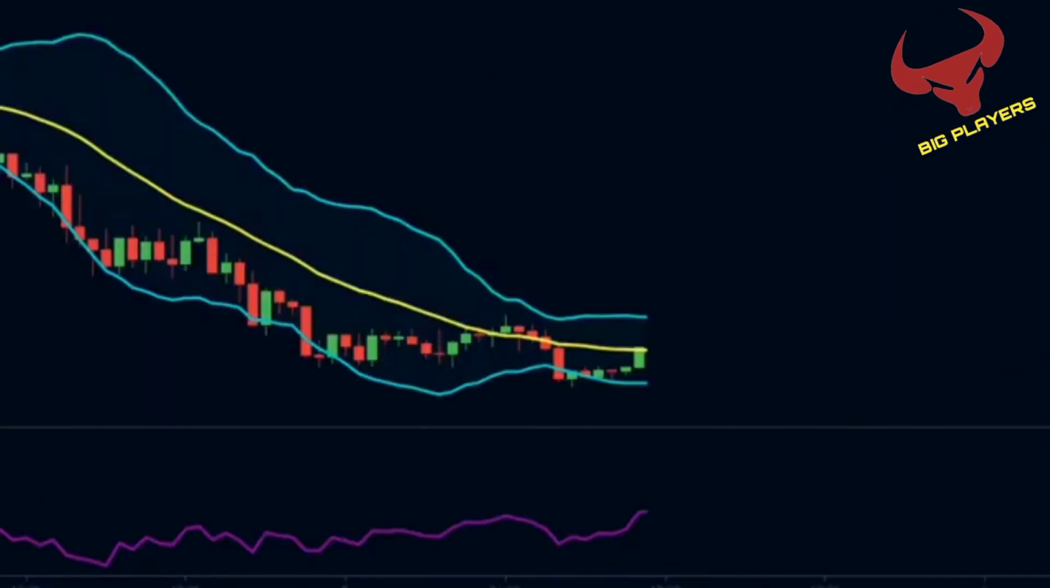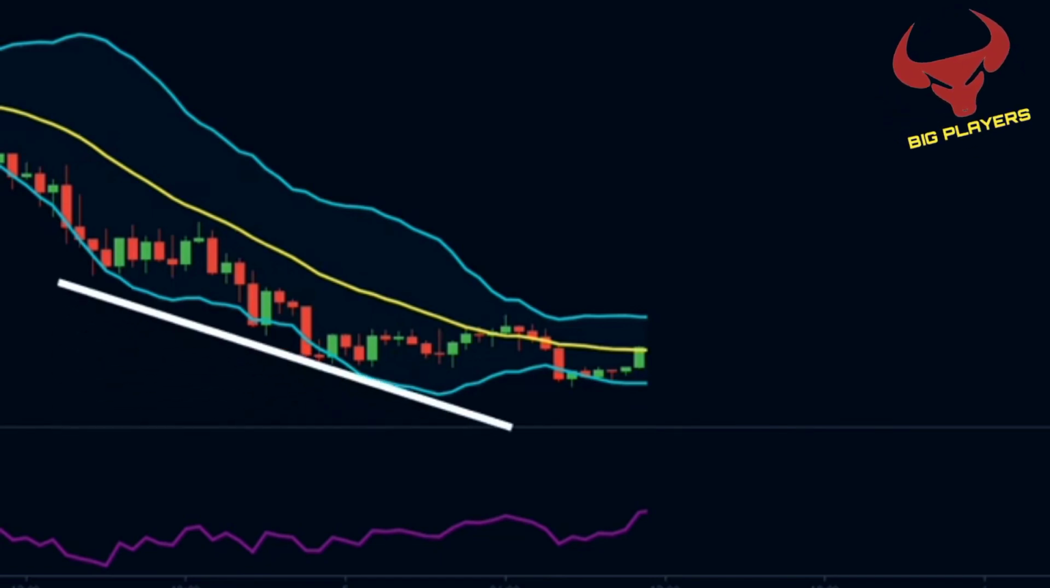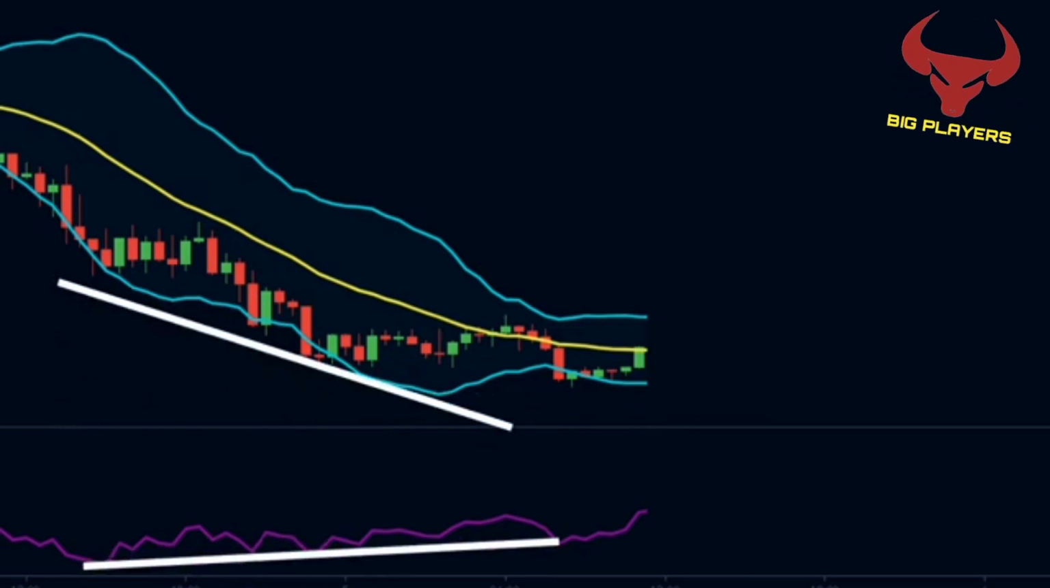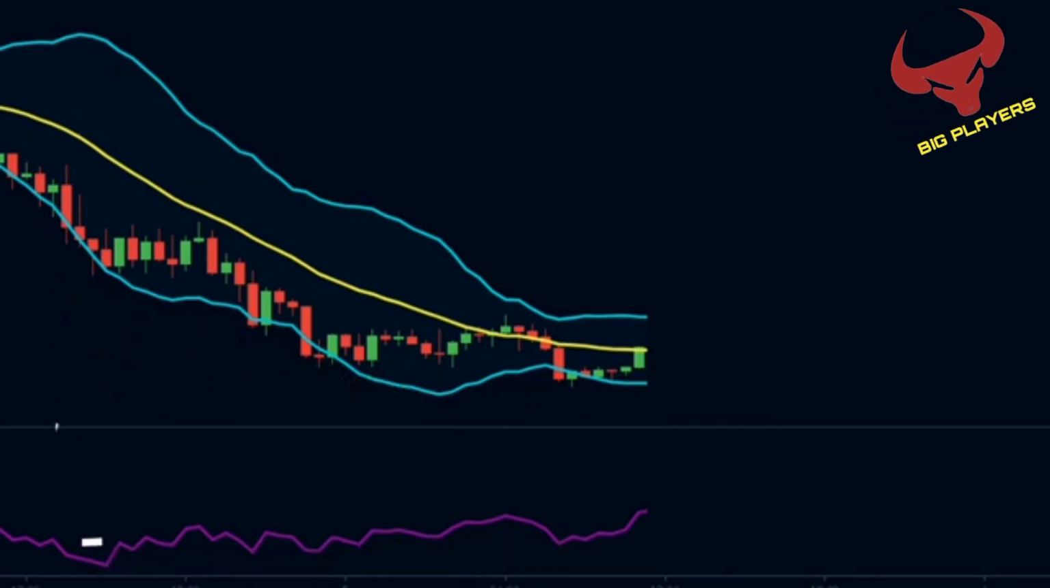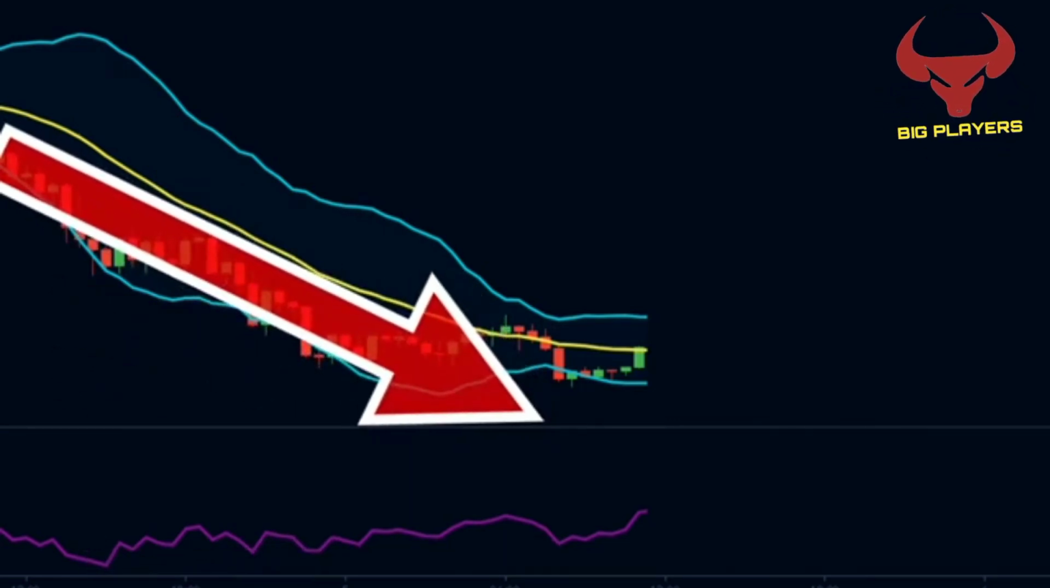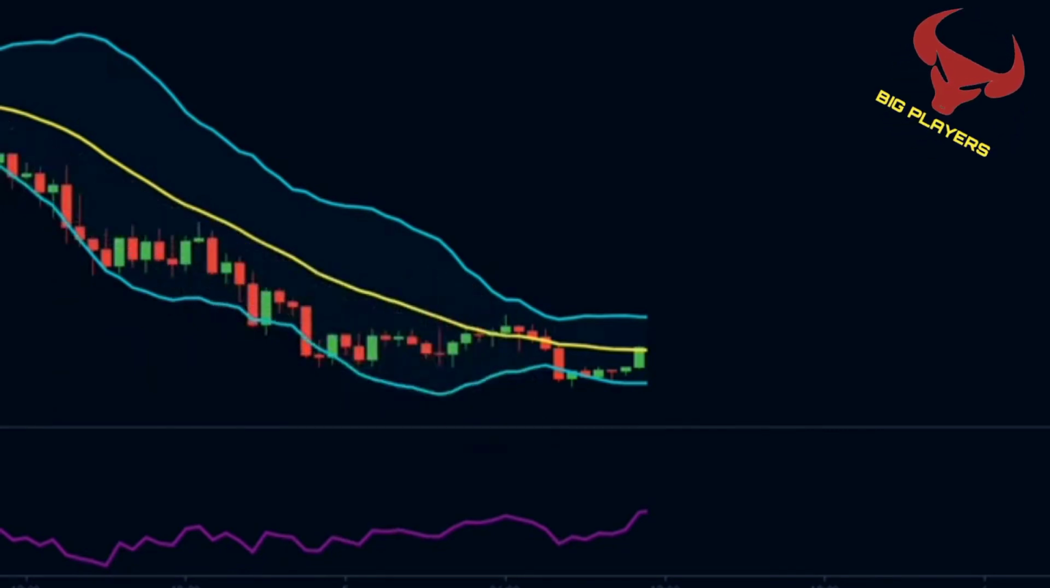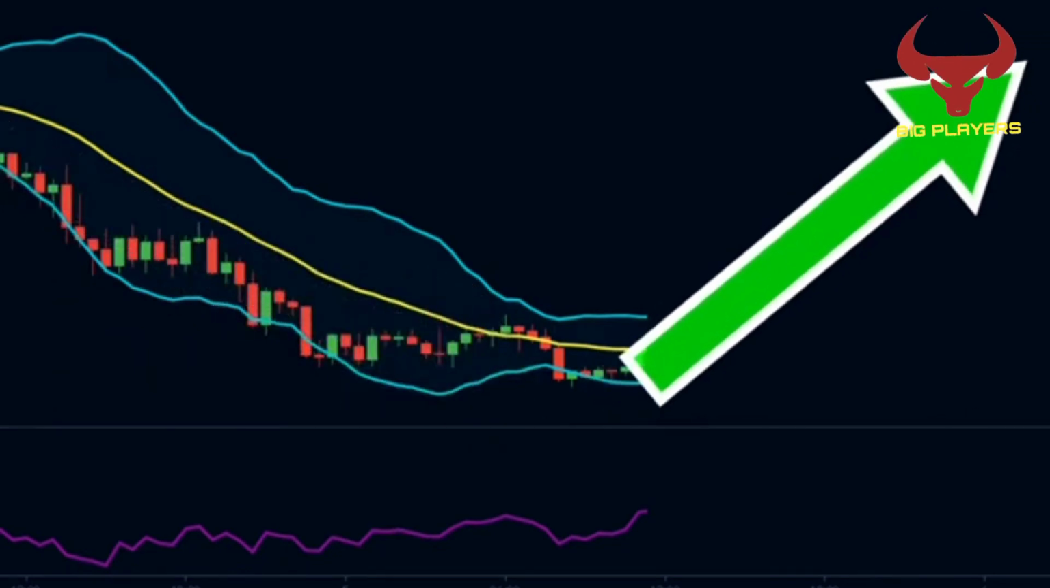Let us now look at a buy setup. We have the Euro-USD pair on a 30-minute time frame. Here we can see that the price has made lower lows. But if we look at the RSI, it has made higher lows. This shows a loss of momentum in the downtrend. Hence, we could see a reversal in price.